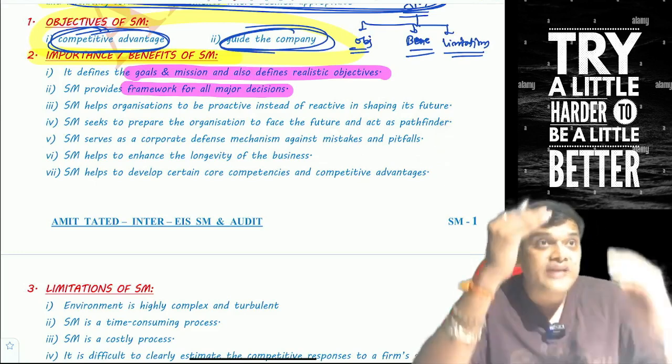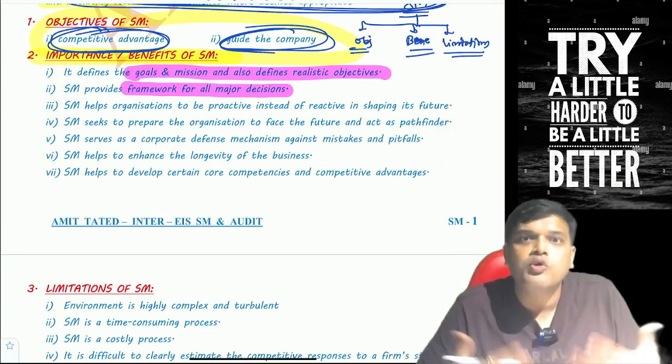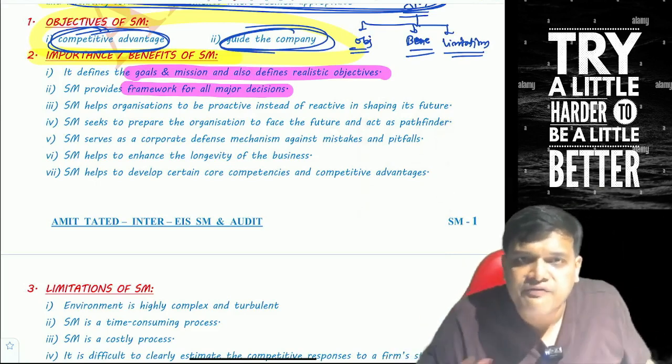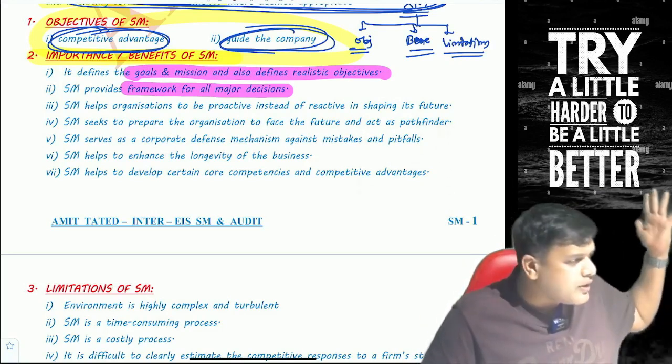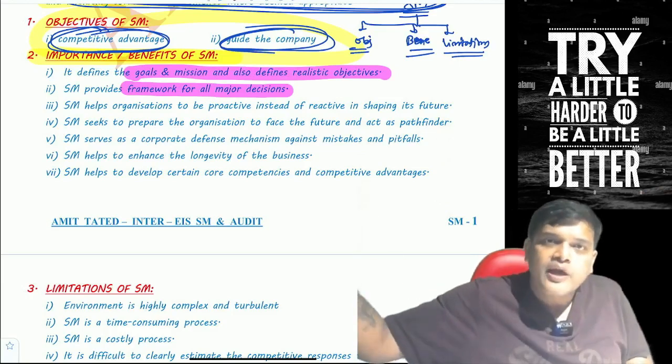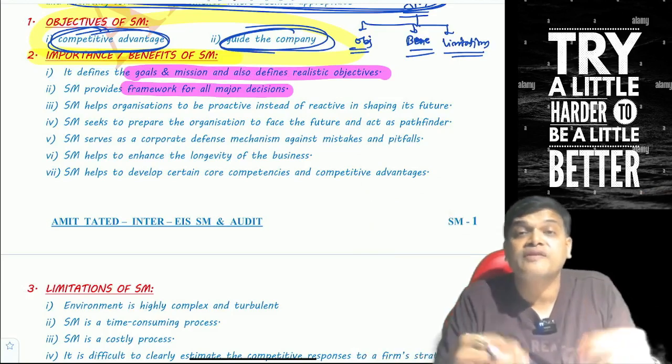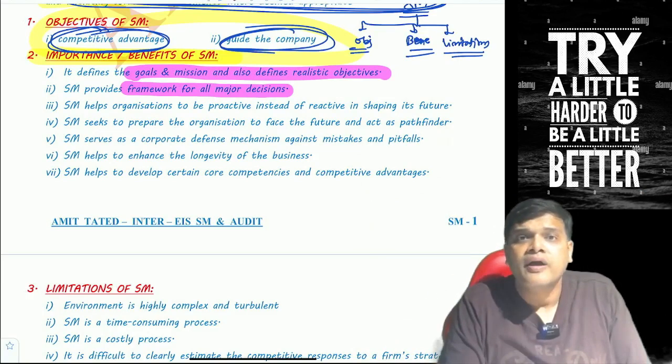What is the meaning of framework? Steps. When you ask me, sir, how to study, I will tell you first do this, then do this, then do this. This is nothing but a framework. So here you understood: altogether, the definition of SM is having a framework. How many steps? A 5-step framework is there, on the basis of which you can select the product, you can select the market, and so on. That is your second point.